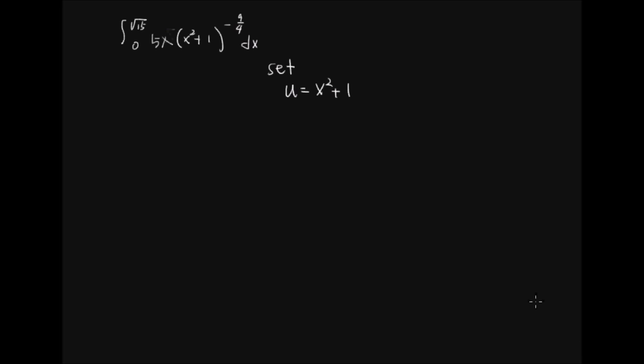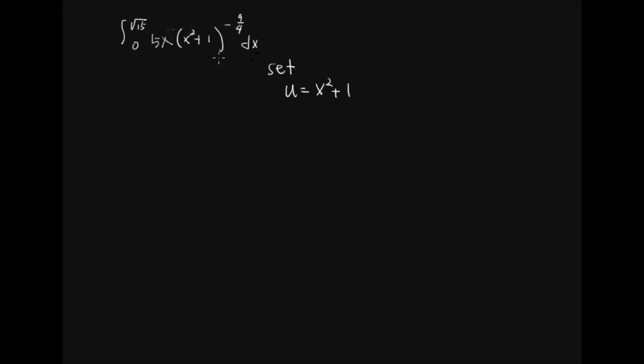Today's class is talking about integration by u-sub method. Integration from 0 to square root of 15 of 5x multiplied by (x squared plus 1) raised to the negative 9 over 4 power, dx.